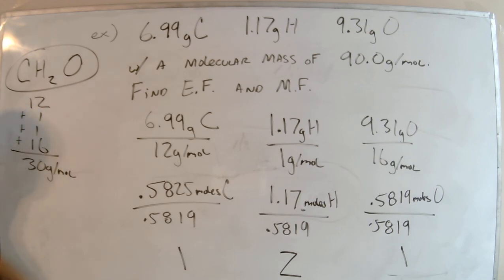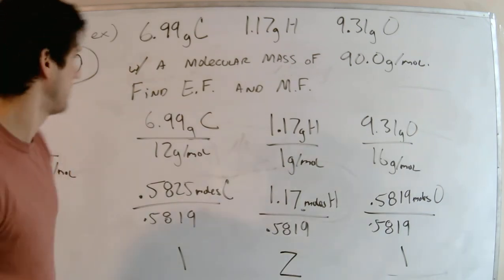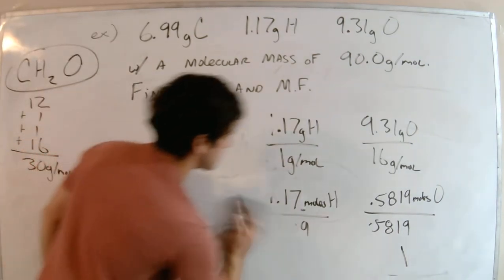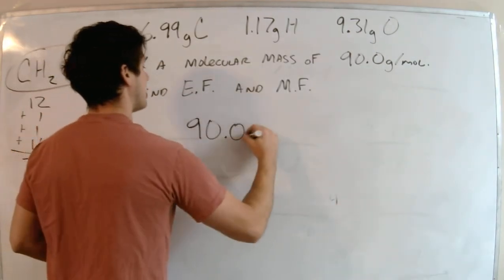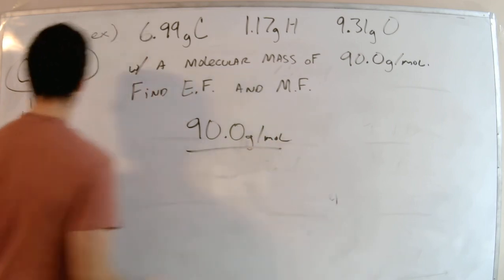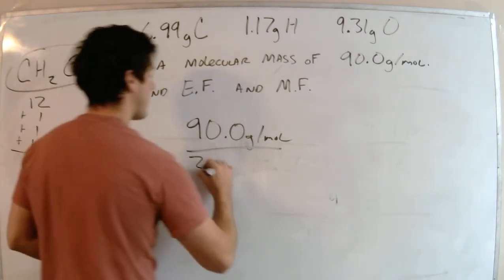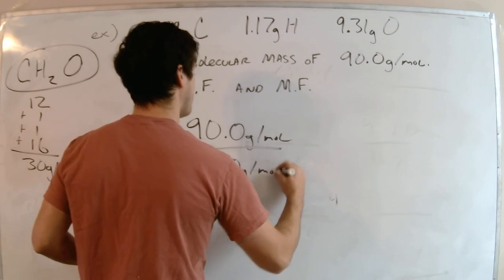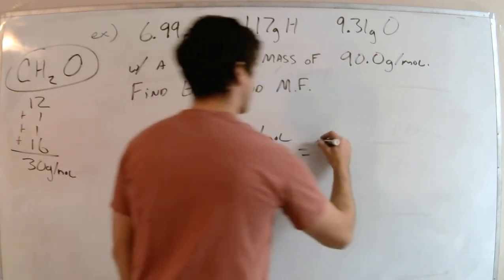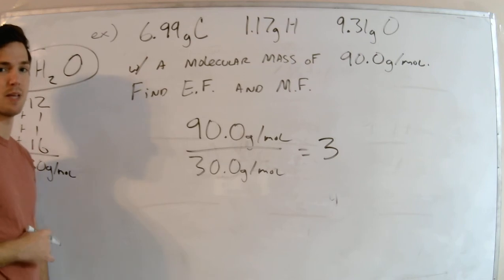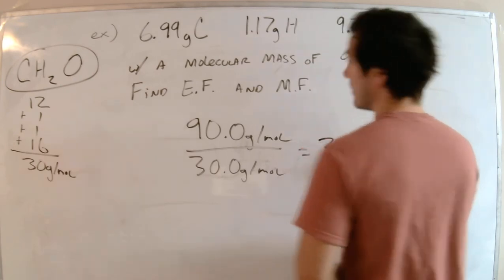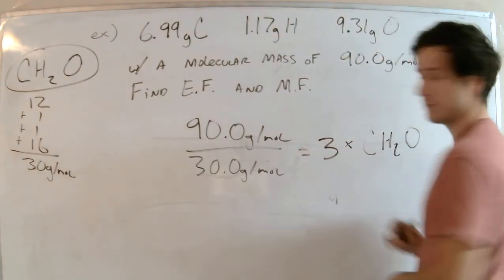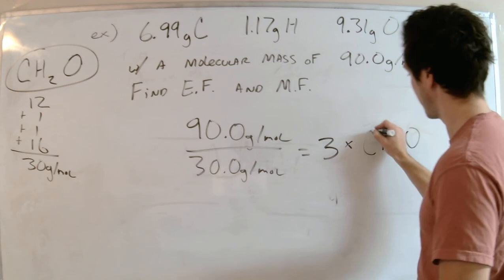So now what I do is I take my molecular formula molar mass divided by my empirical formula molar mass. And I'm going to erase some of this so I have some more space. So I'm going to take 90.0 grams per mole divided by my empirical formula molar mass. And that's going to tell me that I have to have 3 empirical formulas in my molecular formula. So I'm going to take that 3 times CH2O. Make that a little bit bolder.